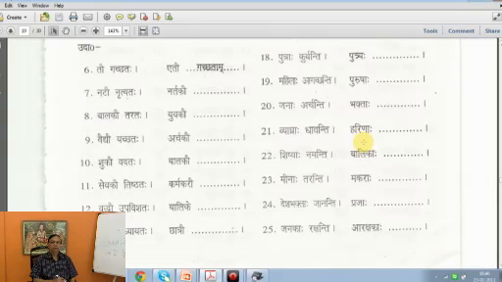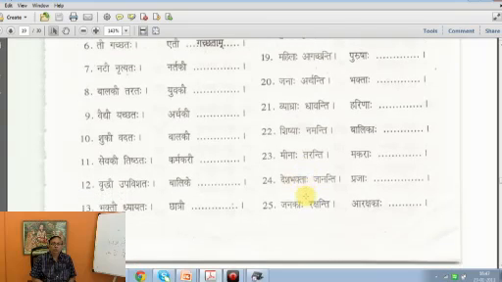Sishyaha namanti. Disciples are saluting. Balikaha namantu. Let the girls salute or pay obeisance. Meenaha taranti. Fishes are swimming. Makaraha tarantu. Let the crocodiles swim. Taranti becomes tarantu. Desha bhaktaha jananti means patriots know the value of patriotism.